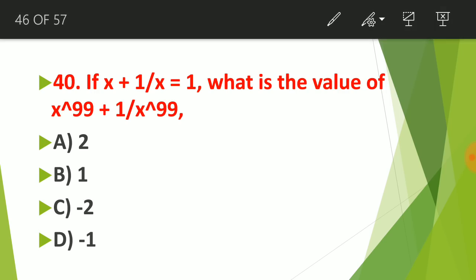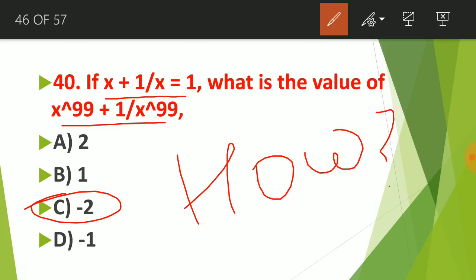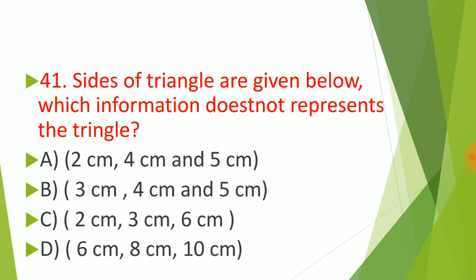Now let us get question number 40. In this question, x plus 1 by x is equal to 1. Then we need to find the value of this. Answer will come -2. Now how? Find yourself. If I explain everything, then video will be so long. Now let us move to question number 41.